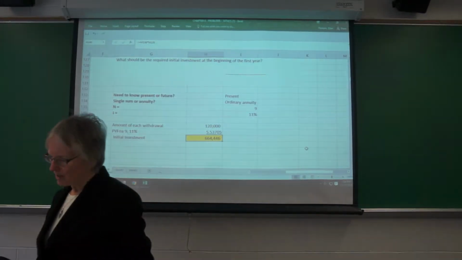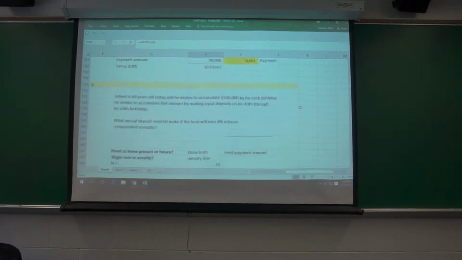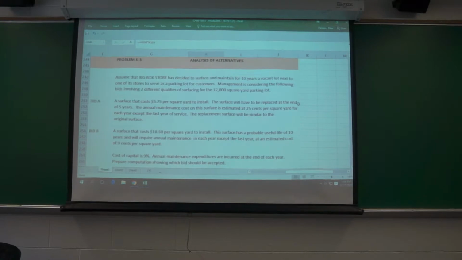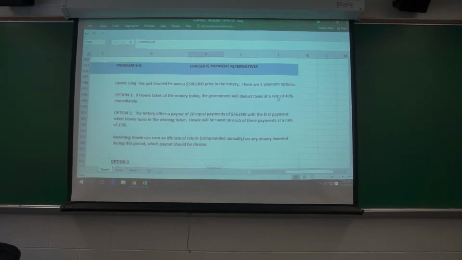Okay, so the next problem I'd like to look at is problem 6.4. So let's see if we can find 6.4. And this is one where you all know that winning the lottery is not something that's really likely to happen, but everybody does it anyway. So this person, Howie, just learned that he won the lottery, $500,000.